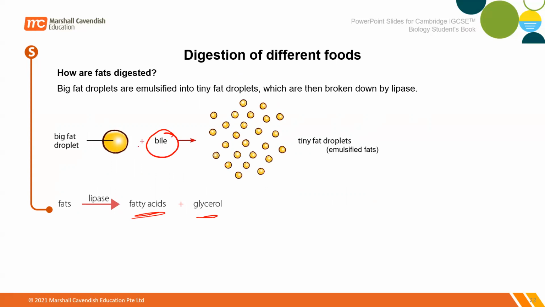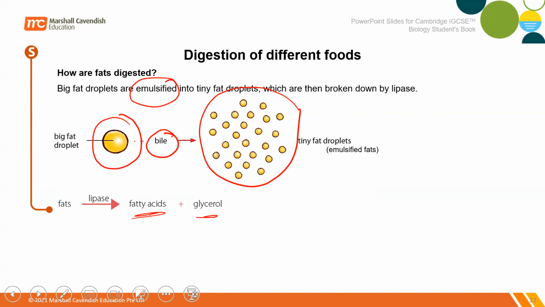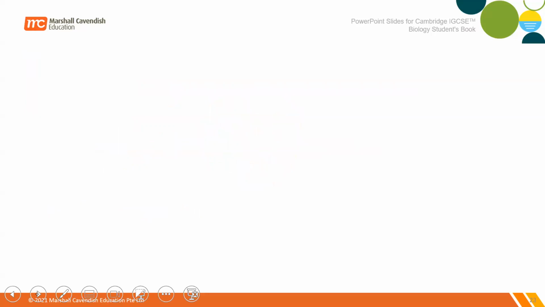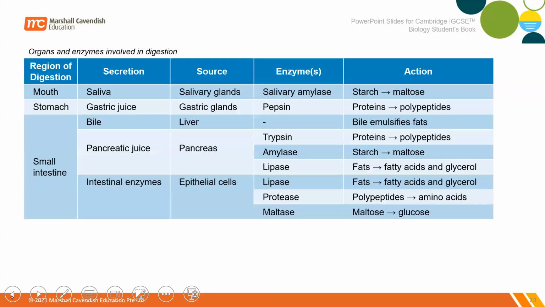and how bile breaks down the fat droplets or the fat globules into tiny fat droplets. This process is called emulsification. So there is the emulsion test for fats, but the emulsification process is the process of breaking down large fat globules into small fat globules or droplets. Another table sums up everything related to enzymes and enzyme activity.